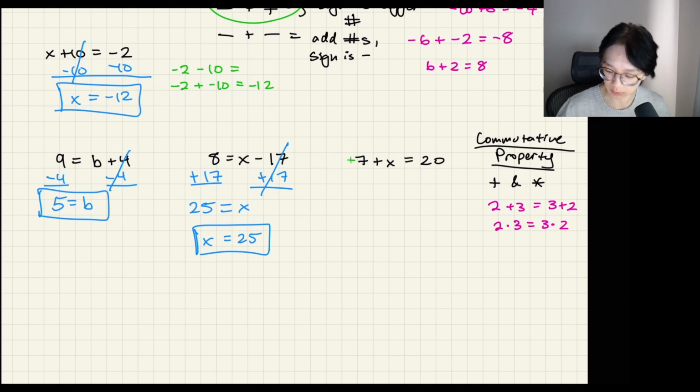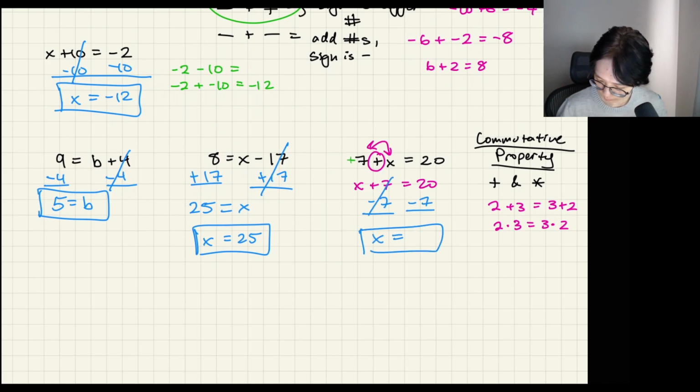So you can do the same thing here. If you really want to, you can swap these because it's being added. x plus 7 equals 20. And then from here you can see, okay, it's a plus 7, so I subtract 7. Or you can see from here, with that invisible positive, it's a plus 7, so you subtract 7. Either way, subtracting 7 from both sides, x equals 13. Write that nicer. Okay.